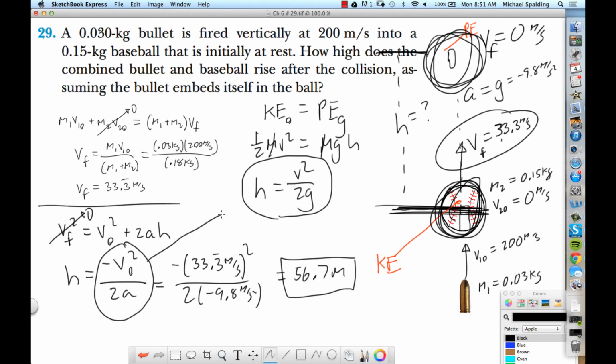Look at these two equations. V squared over 2g, that's conservation of energy. That's kinematics. It's basically the same thing. You end up with the same thing.